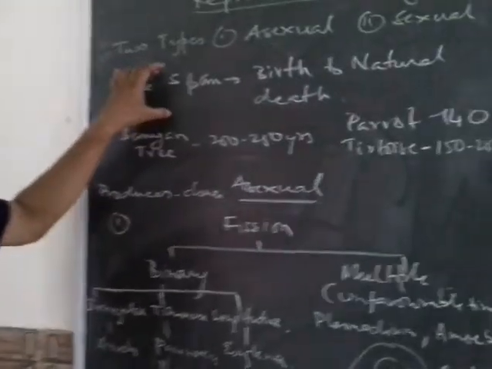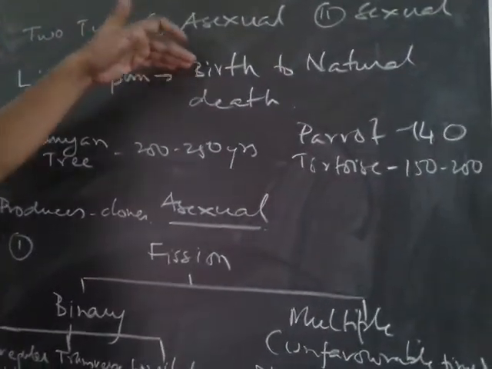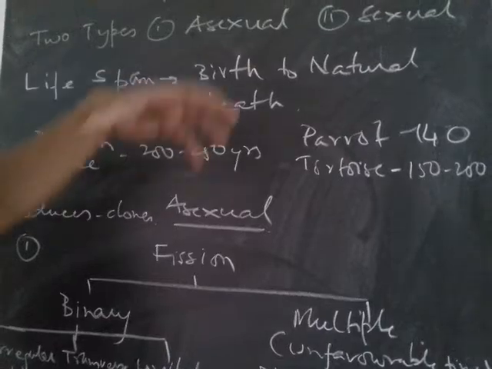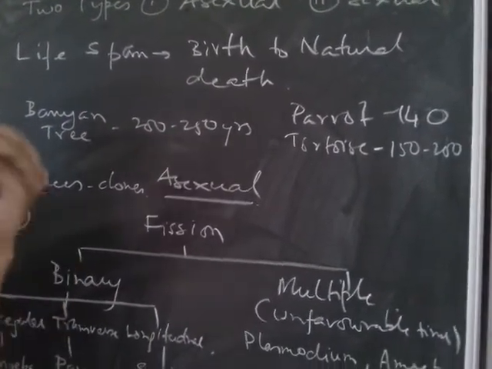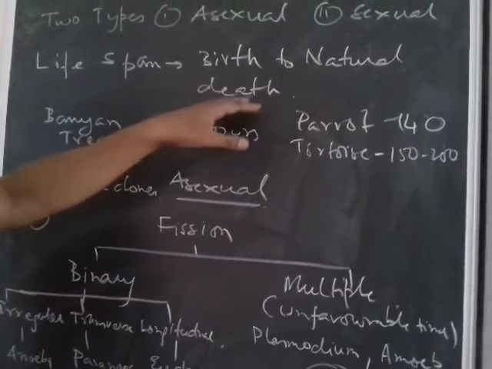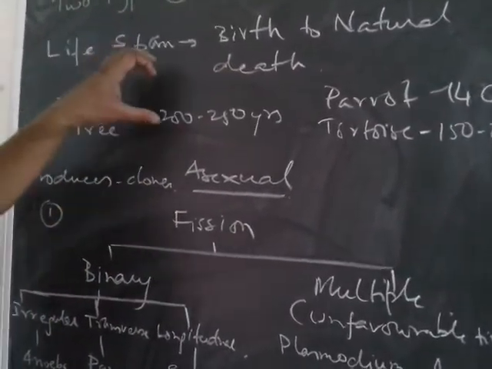Now, what is the lifespan? Lifespan is from the birth to the natural death of an organism. Every organism is born, then it carries on and completes a life cycle, and then has a natural death. That is called the lifespan.